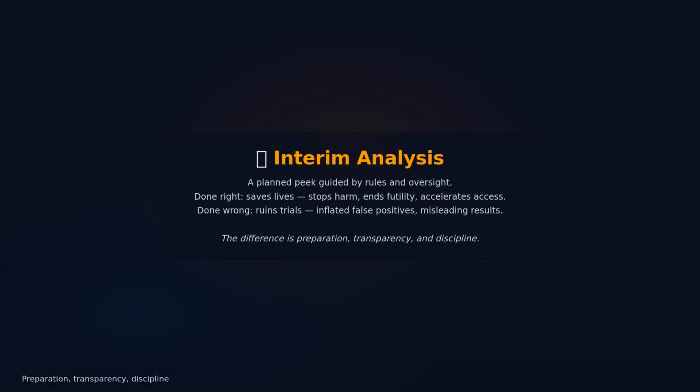So, what is an interim analysis? It is a planned peek at the data mid-trial, guided by strict statistical rules and independent oversight. When done right, interim analyses save lives by stopping harmful drugs early, ending futile trials, and accelerating access to effective treatments. When done wrong, they produce misleading results that can harm patients. The difference is preparation, transparency, and discipline.